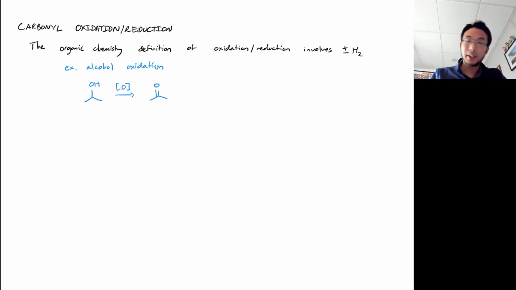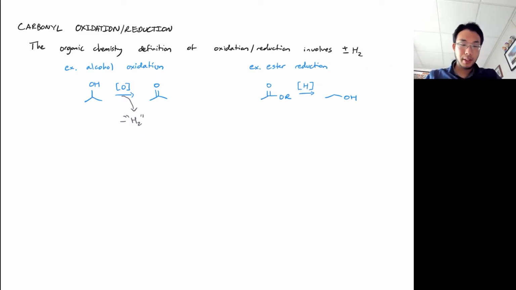So here is an alcohol oxidation. I'm using this bracket O as a generic oxidizing reaction condition. What you see here is that this carbon goes from having one bond to oxygen to now having two in the product, and it has lost a hydrogen, and the oxygen has also lost a hydrogen, and so that means overall we're losing those two hydrogens and one pair of electrons.